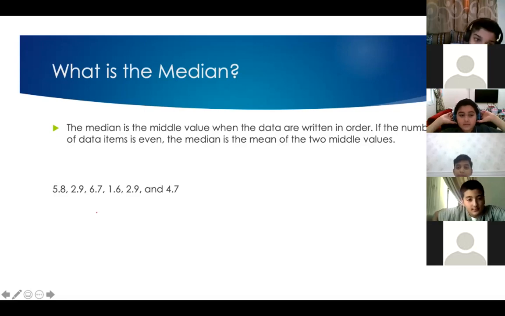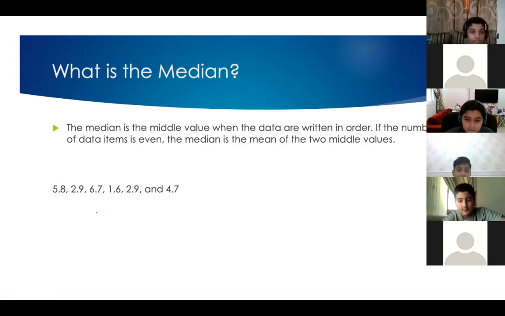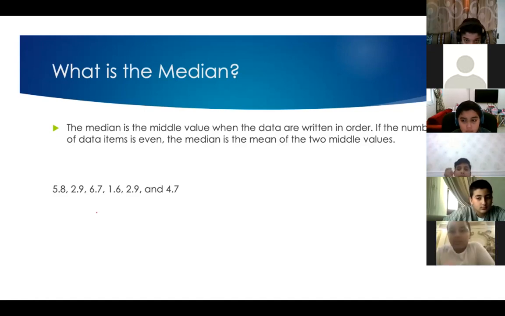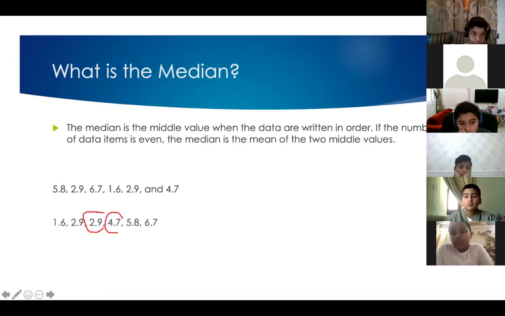The median is the middle value when the data are written in order. If the number of data items is even, the median is the mean of the two middle values. So, one very important trick: whenever I'm asked to find the median, what do I need to do? I need to put my data in order. You see it? Order. So let's put them in order.